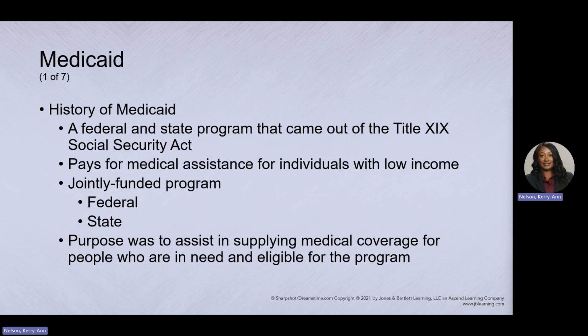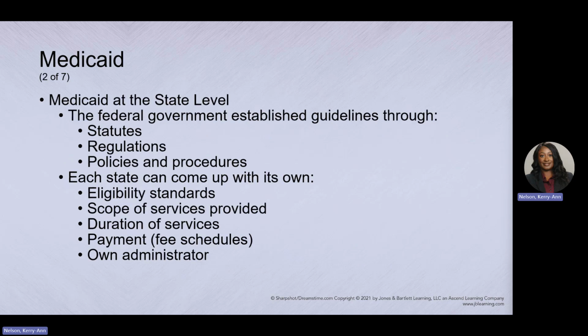So now we're going to jump over to Medicaid. So looking at the history of Medicaid, a federal and state program that basically came out of the Title XIX Social Security Act. It pays for medical assistance for individuals with low income. It's jointly funded by the federal and the state, and its main purpose was to assist in supplying medical coverage for people who are in need and eligible for the program.